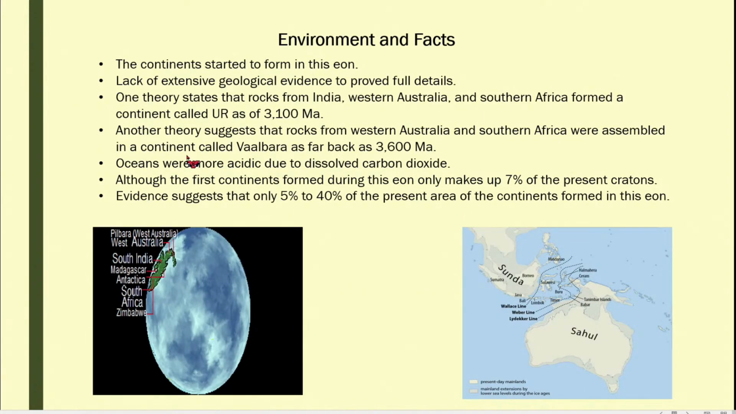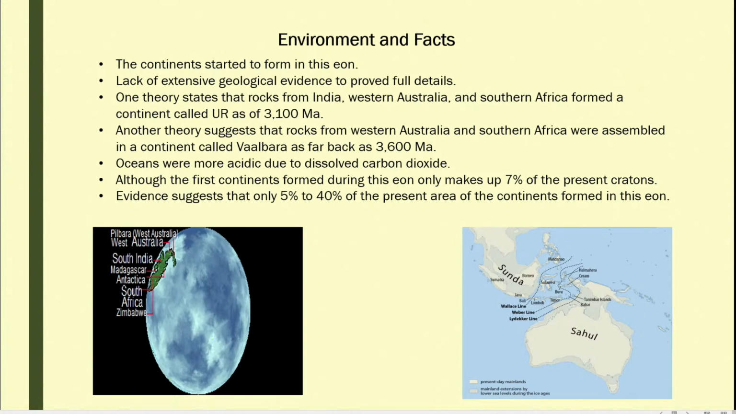Environments and facts. The continents started to form in this eon. There is a lack of extensive geological evidence to provide full details, but there still is evidence that the continents started forming at that time. And you can imagine that the lava from all the volcanoes in the previous era created huge land masses that were able to coalesce into physical continents that are stable.